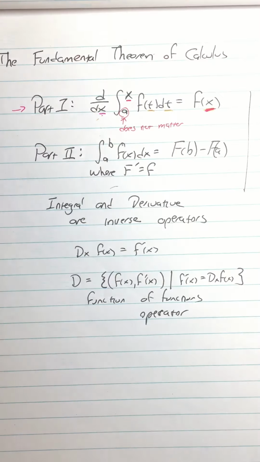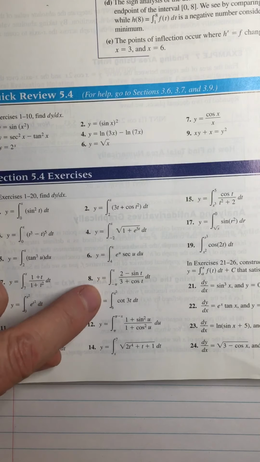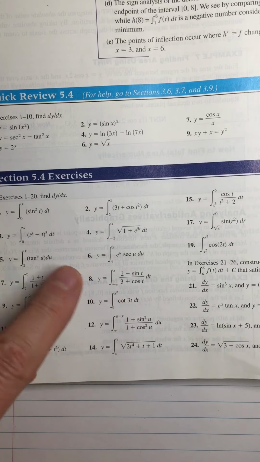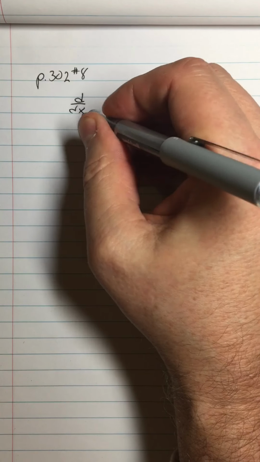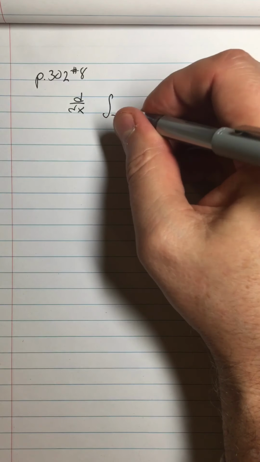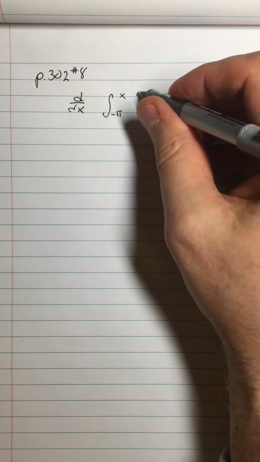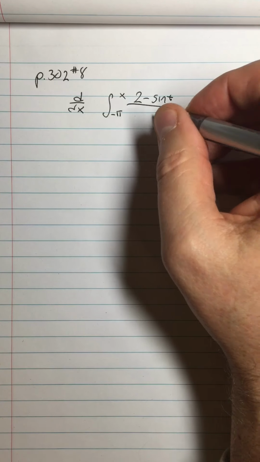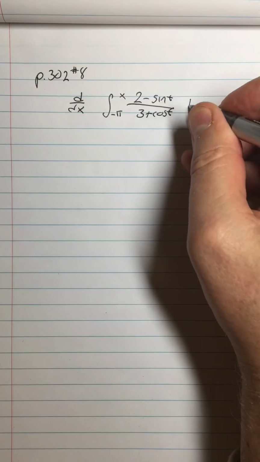All right, so here, by the way, is the way they would phrase this more aptly on the AP exam. So we're going to look at page 302, number 8. All it says here is y equals this integral from negative pi to x of this thing, but then it says find the derivative of that. So here's how they would phrase that. They would say, what is d/dx of the integral from negative pi to x of (2 minus sine t) over (3 plus cosine t) dt?